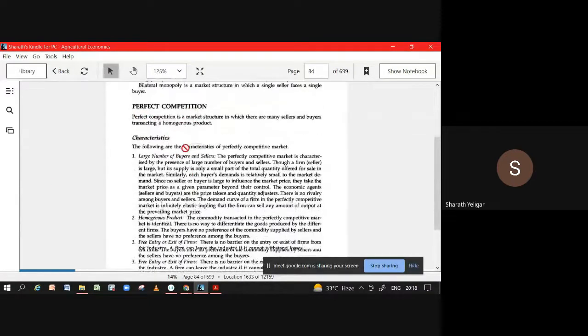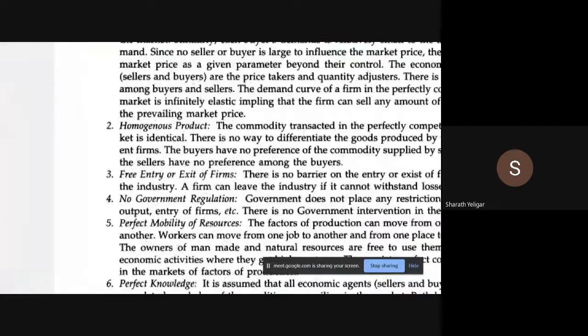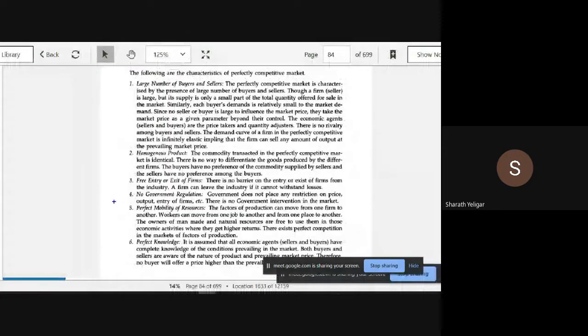So, perfect market. Here there are 6 assumptions. Of the 6 assumptions, if you have 4 assumptions, then what we call is a pure market. What are the 4 assumptions? Large numbers of buyers and sellers, homogeneous product, free entry and exit, and no government regulation.